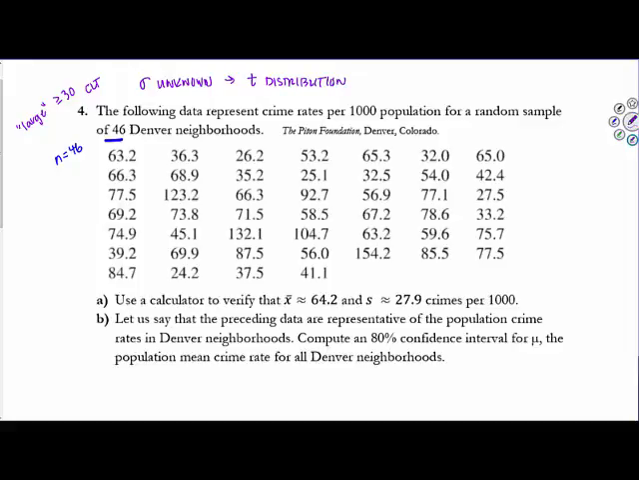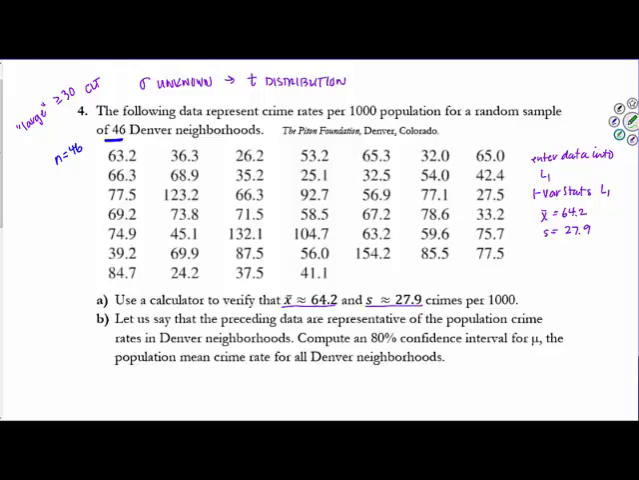To do so, we need to know the mean and the standard deviation for this data set. So you can do that by entering the data into list 1 in the calculator and then running one variable statistics on list 1. It will kick back a number of summary statistics, including that the mean is about 64.2 and the standard deviation is 27.9. We're going to need those to create the confidence interval.